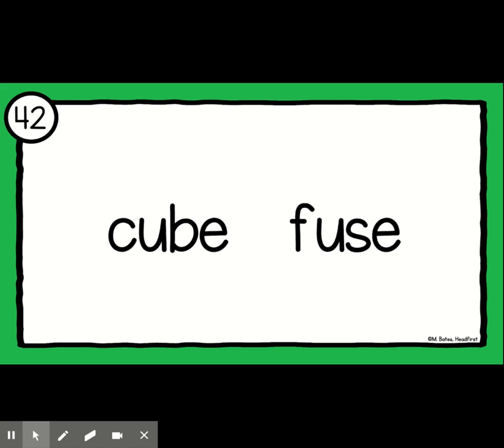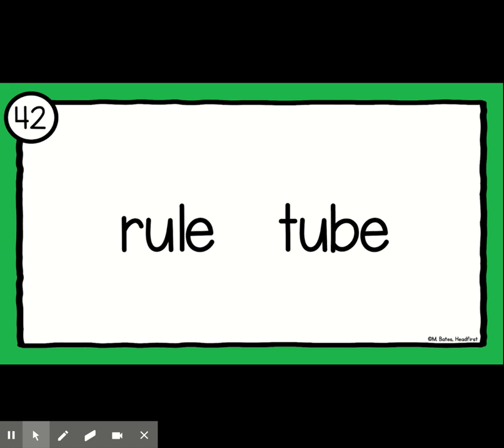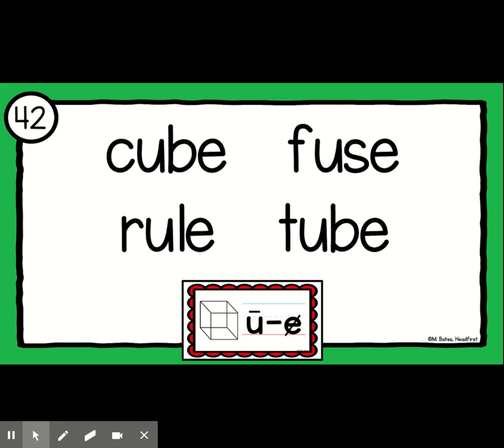Here are some more words. Rule, tube. Do you hear a long U sound in those? It's the oo sound. Rule and tube also have the sneaky E, but they have the oo sound. So, U, consonant, sneaky E can say oo or U. So sometimes you have to try both of them to see if you can figure out what the words are.